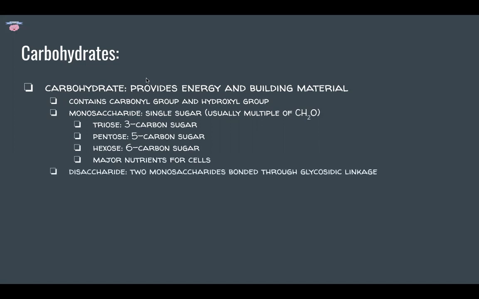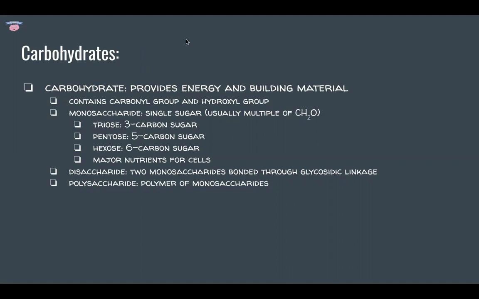A disaccharide is 2 monosaccharides bonded through a glycosidic linkage. So don't worry if you don't know that. It's basically the bonding of monosaccharides to form disaccharides, basically the opposite of hydrolysis. A disaccharide, as the name suggests, is made out of 2 monosaccharides. A polysaccharide is a polymer of monosaccharides.